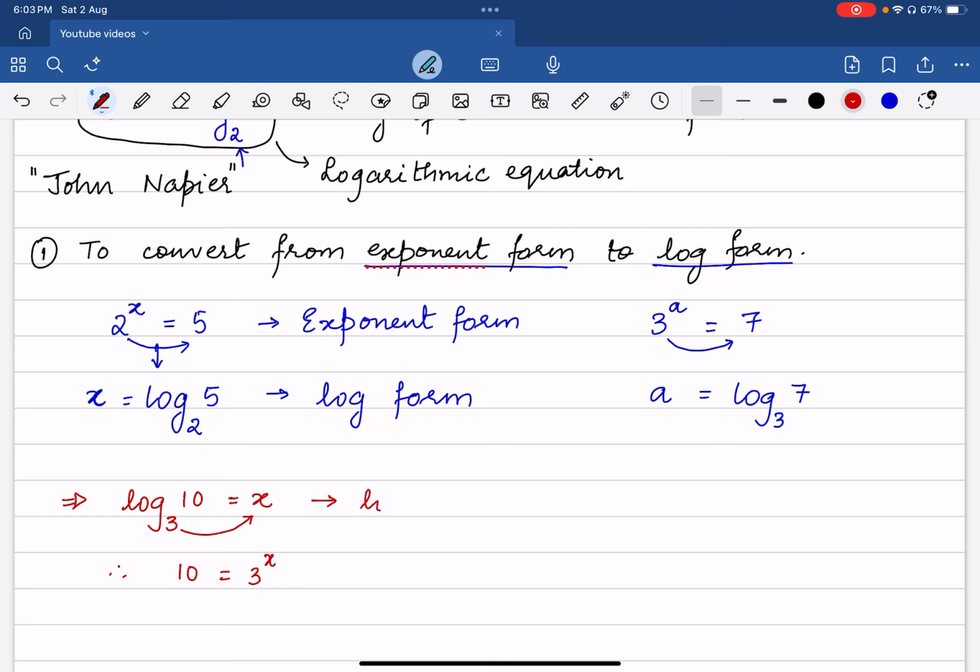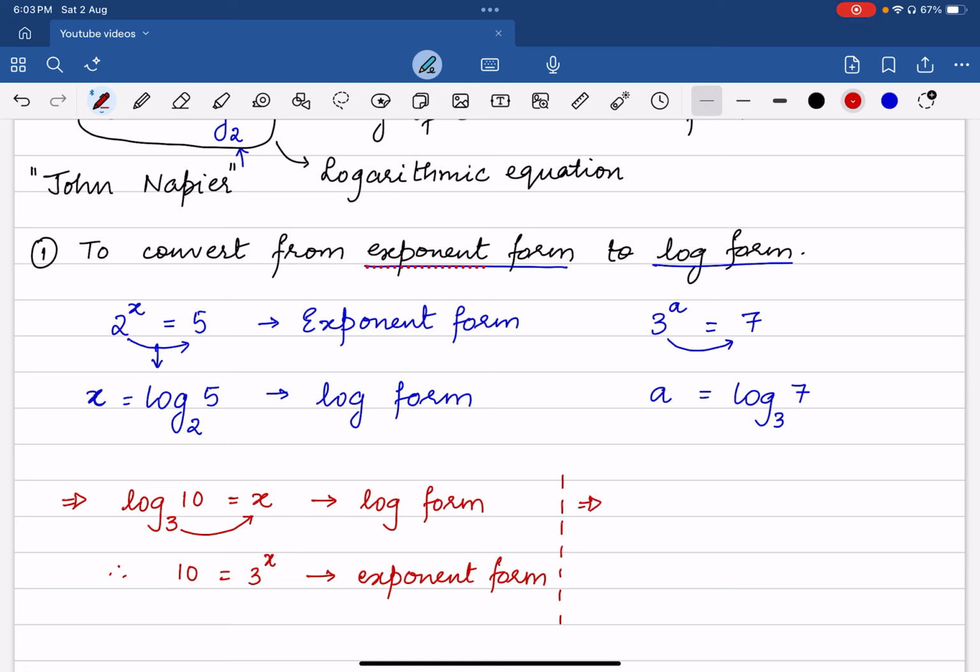So now I've gone from log form to exponent form.